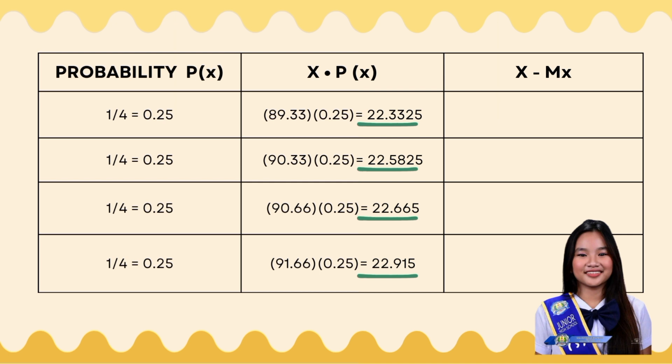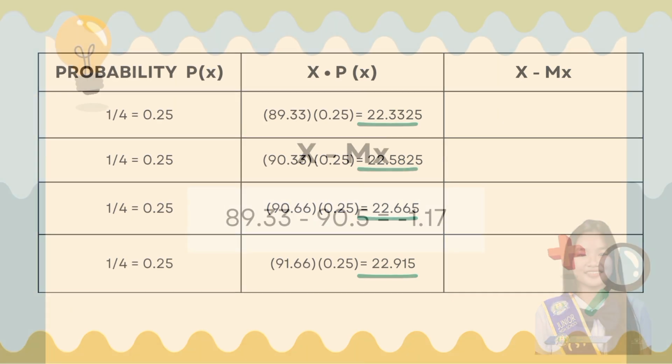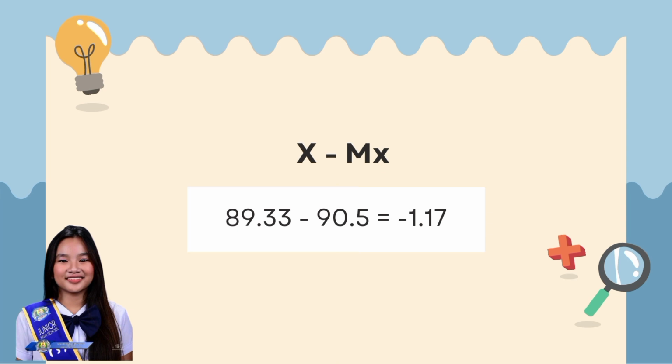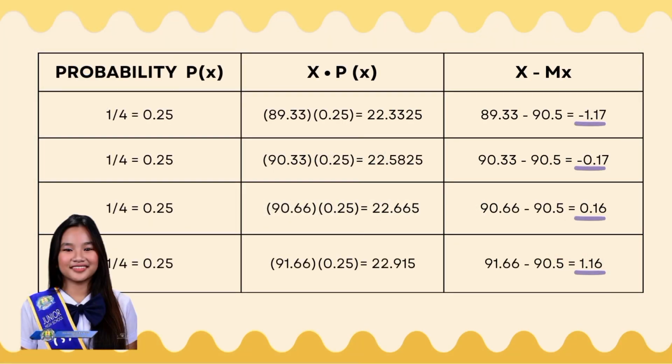Next, x bar minus mu or mean x bar. We will just subtract the sample means or x bar with a mu of 90.5. Let's take the first one as an example. 89.33 minus 90.5 equals negative 1.17. We will do the same with the rest. Now, we have negative 0.17, 0.16, and 1.16.